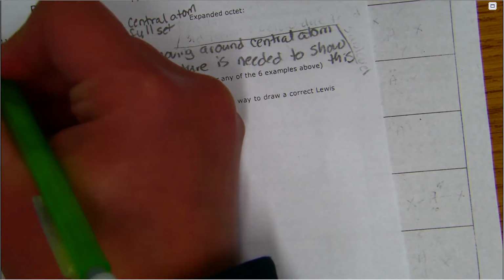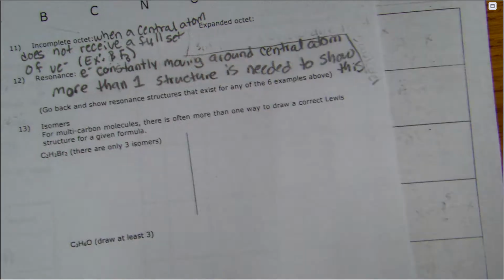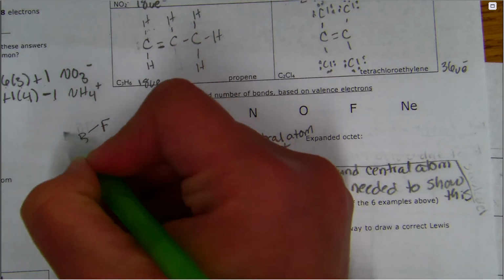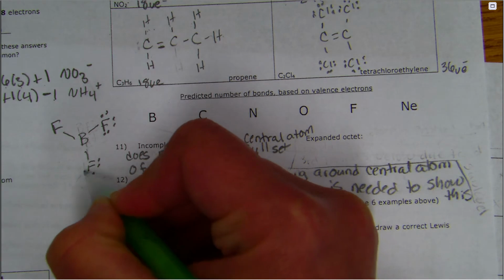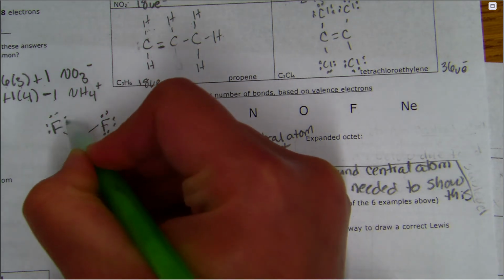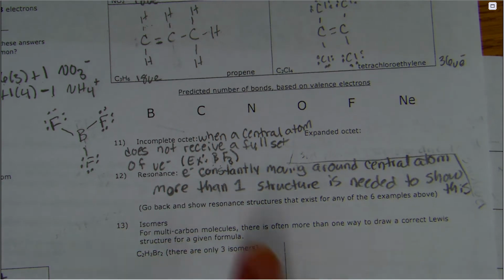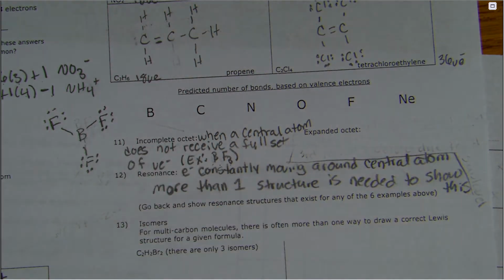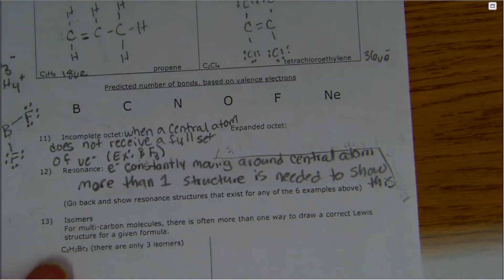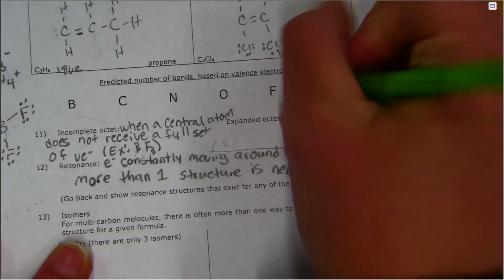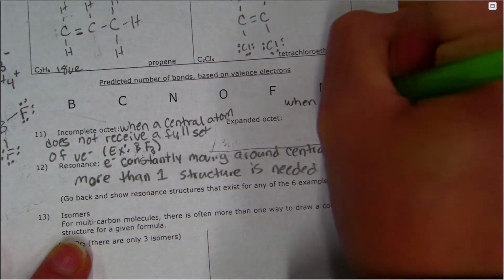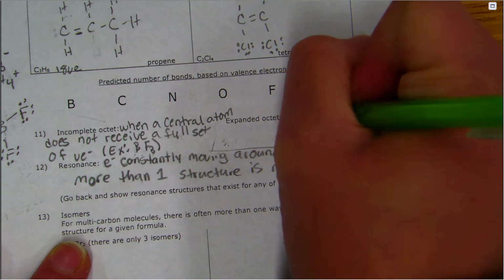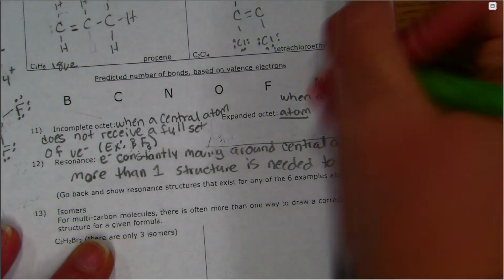So if we were to draw it out, 2, 4, 6, 8, 10, 12, 14, 16, 18, 20, 22, 24. All right, so we have 24 electrons, and boron has 2, 4, 6, making it happy. Our expanded octet, this is when a central atom contains more than 8 electrons. And the key there is central atom.